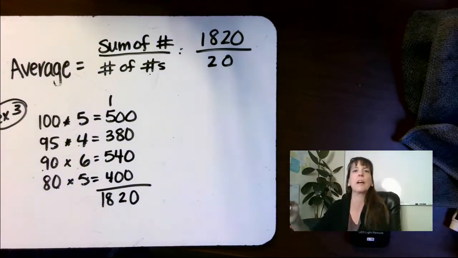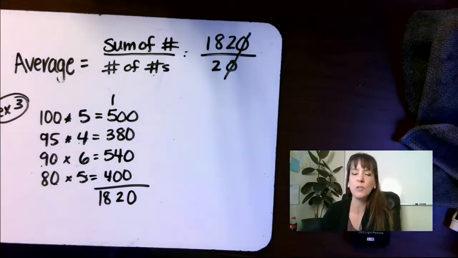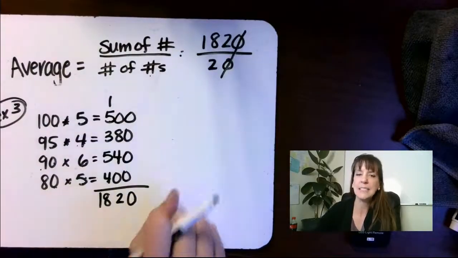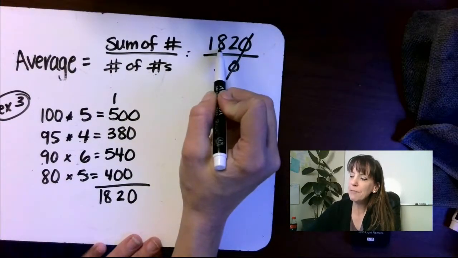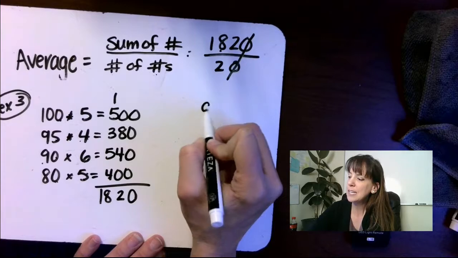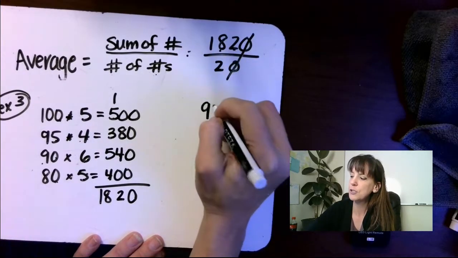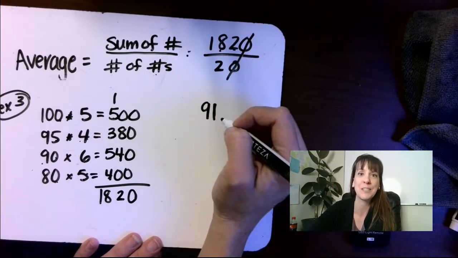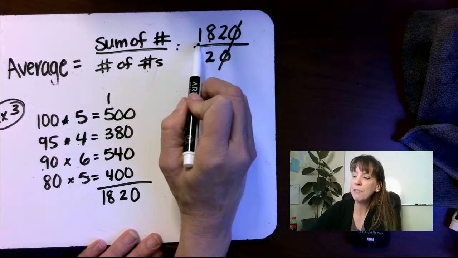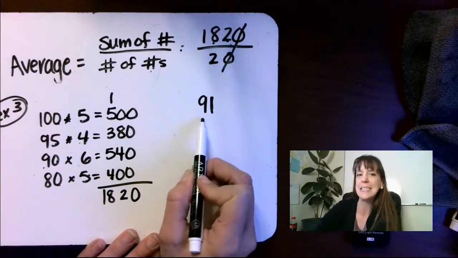Let's use some of our mental math from our last lesson. These zeros we can lop off. Now we can cut things in half, right? Half of 18 is 9. So that's going to be 9, and then half of 2 is 1, I should say that the right way. So half of 182 is 91.